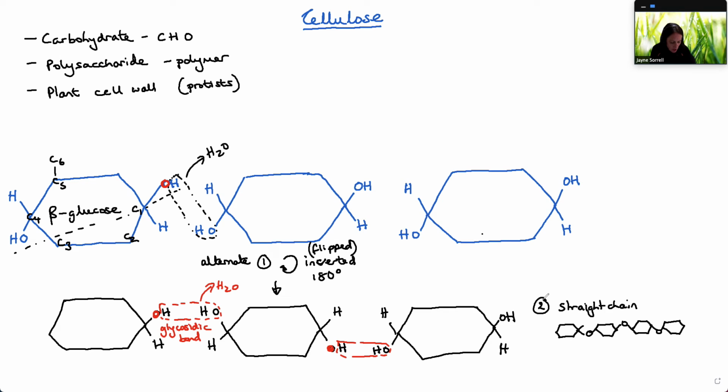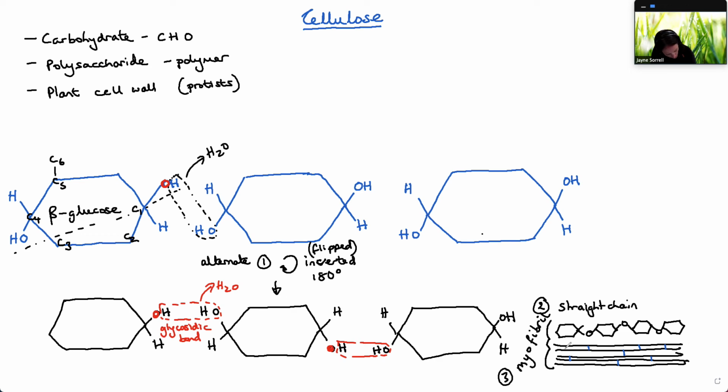Now cellulose isn't just one straight chain. Let's represent more of them by single lines. We'll have multiple straight chains joining together, providing strength. And a group of these joining together is called a myofibril. So lots of straight chains joined together produces that myofibril. And they're held together by quite weak, but lots of, hydrogen bonds.